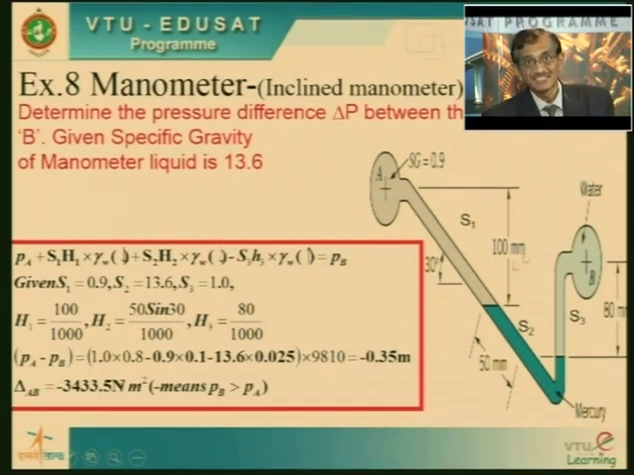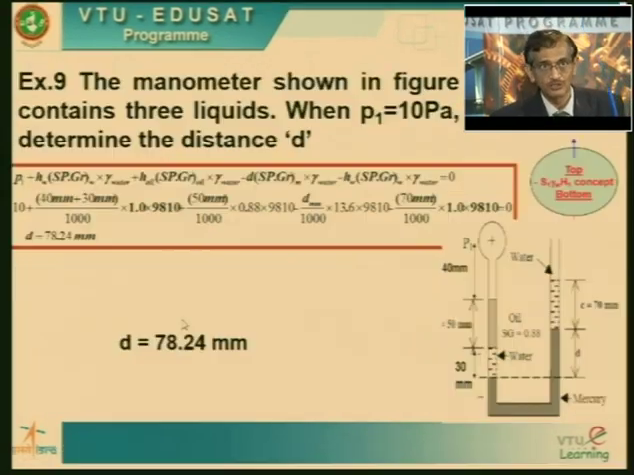It says that the pressure at point B is more than A, which is obvious, my dear friends. Manometer liquid is pressed more here and pressed less here. Definitely the intensity of pressure at B is more as compared to A. That is the reason when we take PA minus PB, it is giving a negative value. Is it okay? So this is an inclined manometer problem which we have solved now.